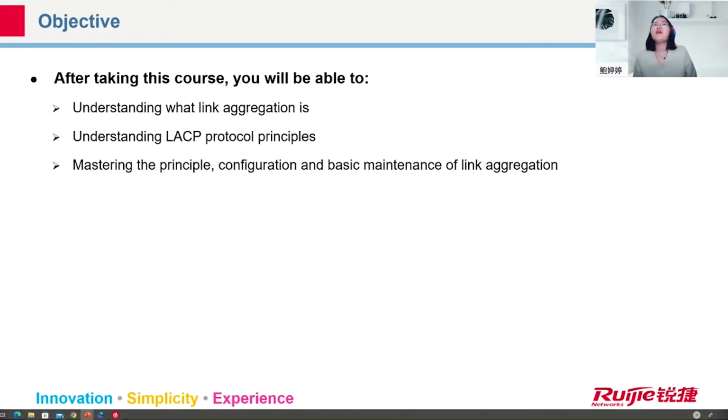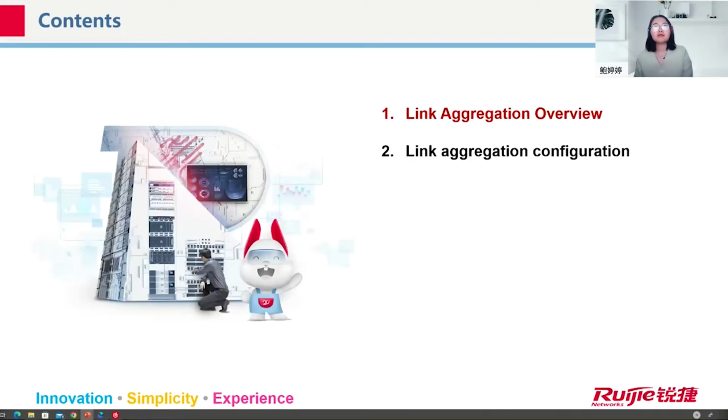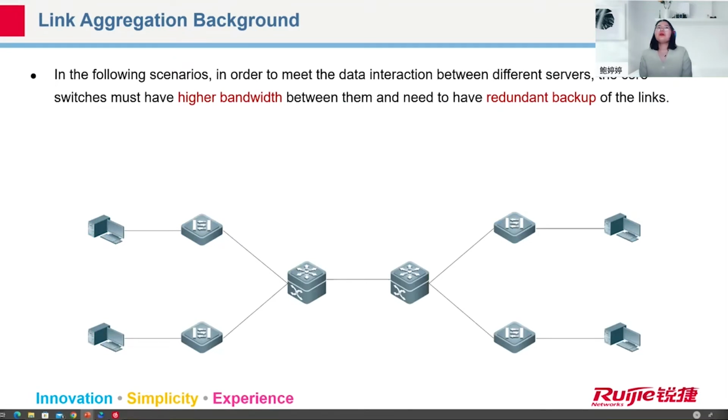So in lots of scenarios, many engineers prefer to use link aggregation rather than the STP. Okay, let's see why we use link aggregation. In a scenario like this, if we only have a topology like this one, there is a single point of failure problem, right? If one link or one device is broken, the network cannot work. So if we want the core switch to have higher bandwidth and also a redundant backup, we can add a new link. For example, we have two links.